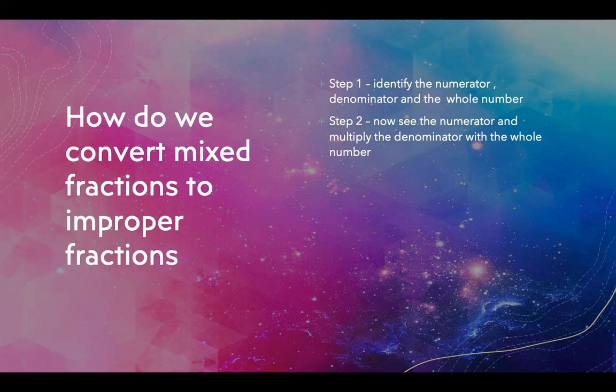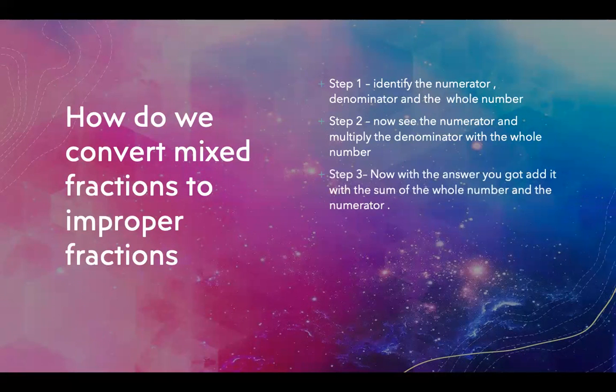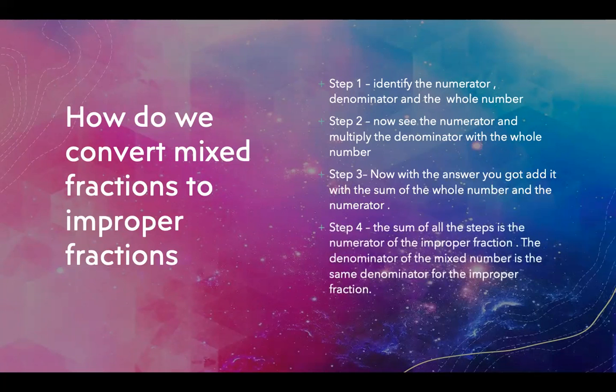Now you have to carefully see the mixed fraction. Leave the numerator out right now. Multiply the denominator with the whole number. Step 3. Now the answer you've got is added to the sum of the whole number and the numerator. So the product you have gained of the denominator and the whole number, add it to how much the numerator is. Step 4. The sum of all the steps is the numerator of the improper fraction.